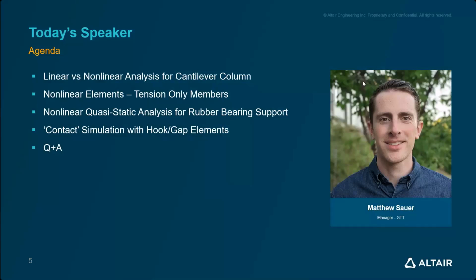And today's agenda here, we're going to go through a bunch of different examples of applications using nonlinear analysis in S-Frame. And the goal is that we can kind of demystify this. I know a lot of our users might have access to this functionality and don't necessarily know what it could be used for. So we're going to start off with a comparison between different analysis types using a cantilever column, something very simple. Then we're going to look at some nonlinear elements like tension-only members. We'll look at nonlinear quasi-static analysis for rubber bearing support. And then finally, we'll simulate a contact situation with hook gap elements.